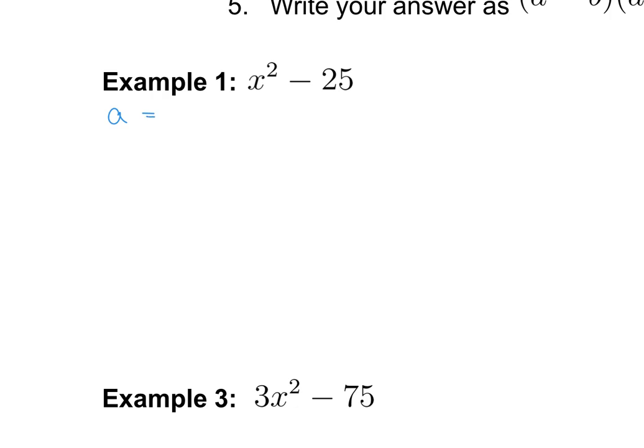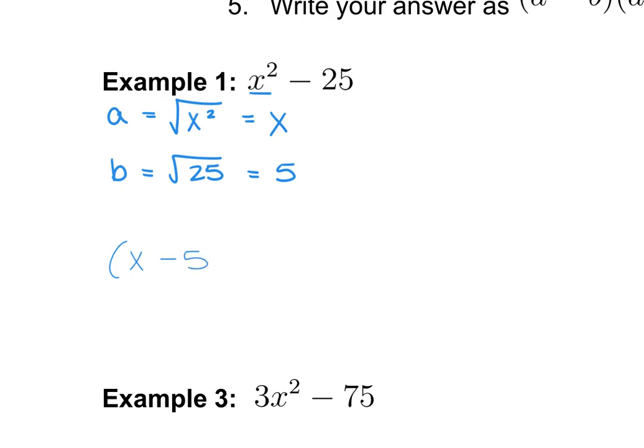For a, I'm going to take my first term, the x squared, and take the square root of that. The square root of a square cancels out, and I'm left with just x. Then to find my b, I'm going to take the square root of 25, which is 5. Now I'm going to plug that into the formula, where I have x minus 5 and x plus 5.